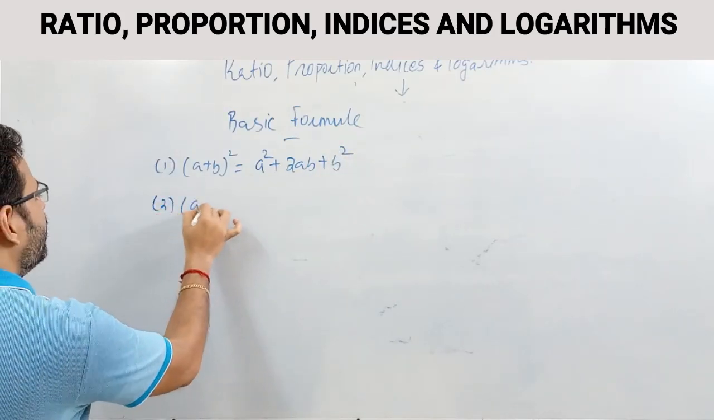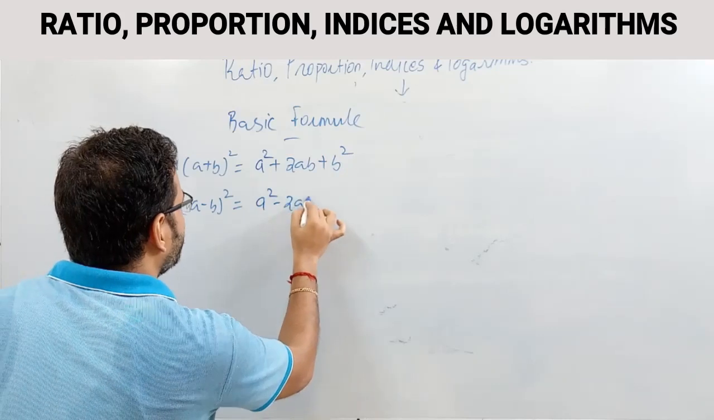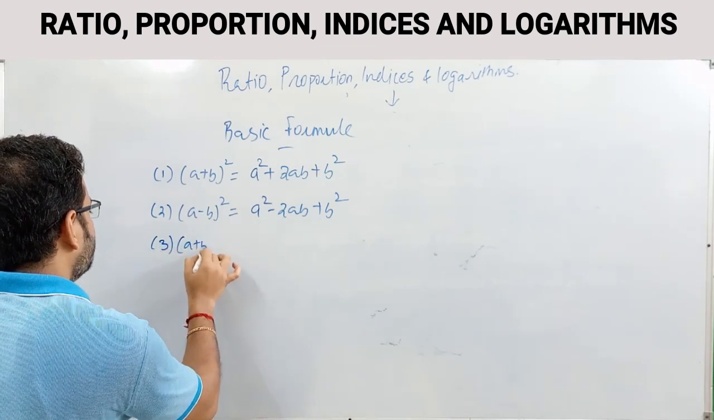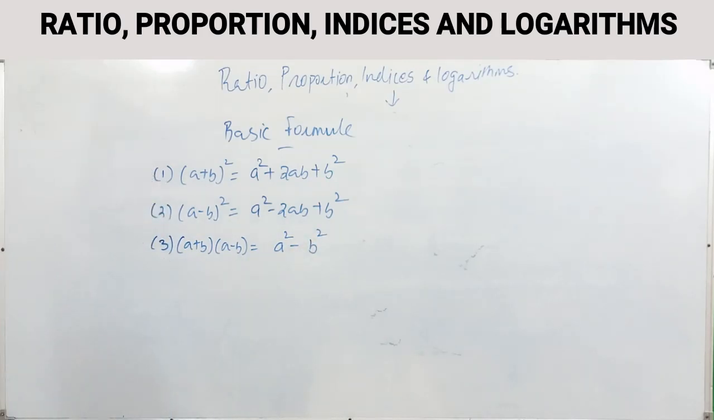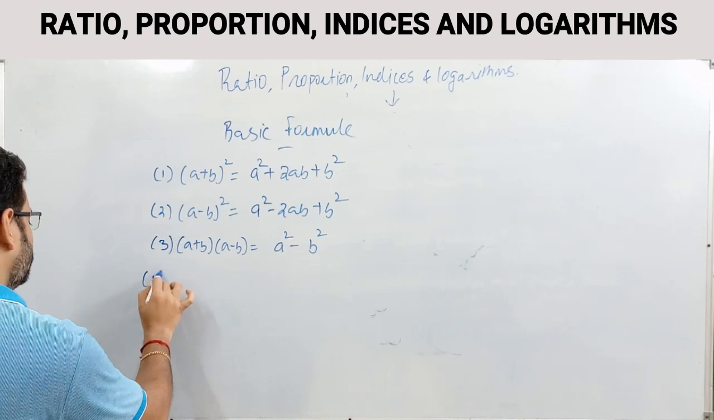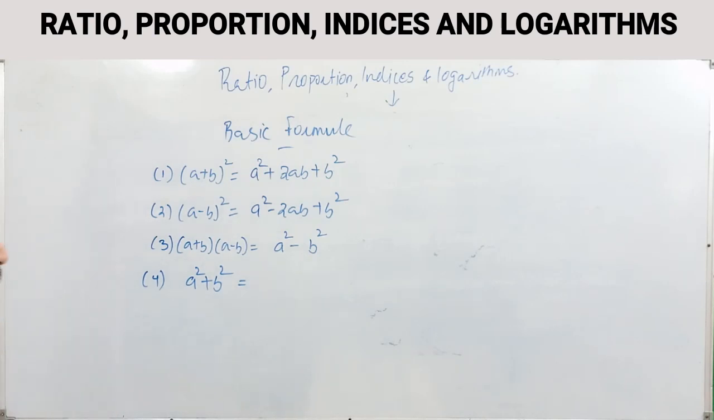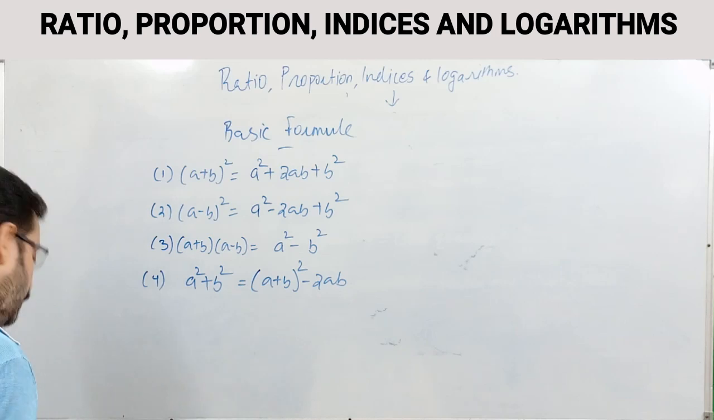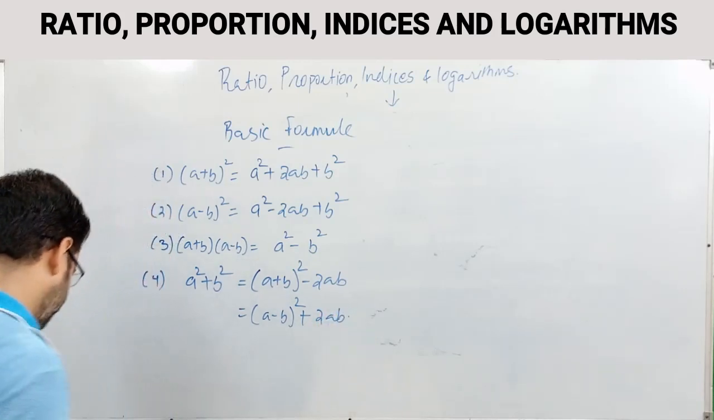Second one, (A minus B) the whole square is equal to A square minus 2AB plus B square. Third one, (A plus B) into (A minus B) is equal to A square minus B square. Now fourth one, A square plus B square. It is a useful formula for finding solutions of some problems. It can be written as (A plus B) the whole square minus 2AB, or as (A minus B) the whole square plus 2AB.